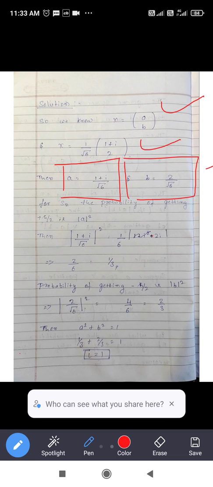For the h cross by 2 state, the probability of getting h cross by 2 is mod a square. We already discussed this one in the previous page. You can see.